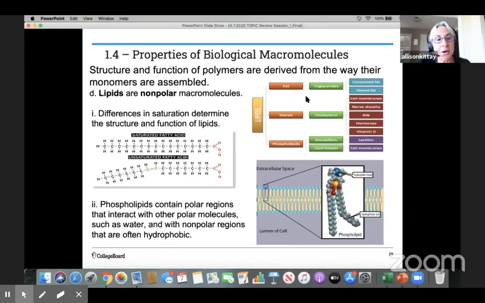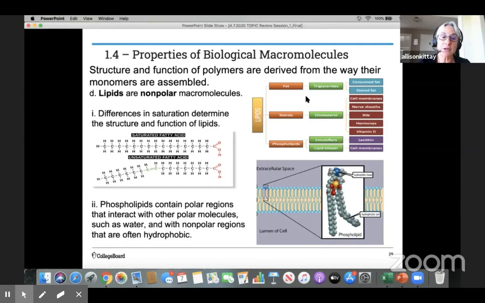There are 2 things I want you to know. Differences in saturation determine the structure and function of lipids. So you've probably heard in terms of diet that there are saturated fatty acids and unsaturated fatty acids. Saturated fatty acids have no double bonds. They tend to be solid at room temperature, and they're more animal fats. In terms of your diet, they're less healthy for you.